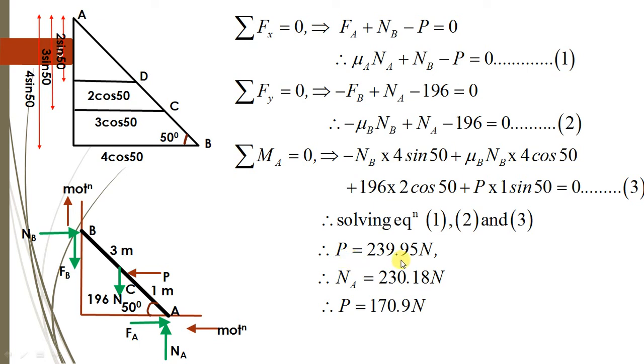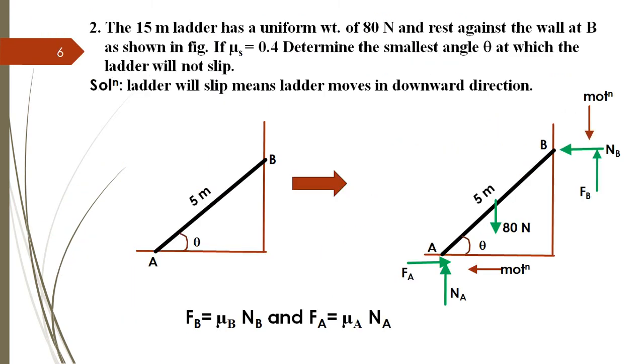P is equal to 239.95, Na is equal to 230.18 and P is equal to 170.9 Newton. The unit is Newton. So all of you understood? Once you are able to write the equations correctly, then solve those equations simultaneously, and you will get your desired result. Now come to the next problem, problem number 2 of ladder friction.